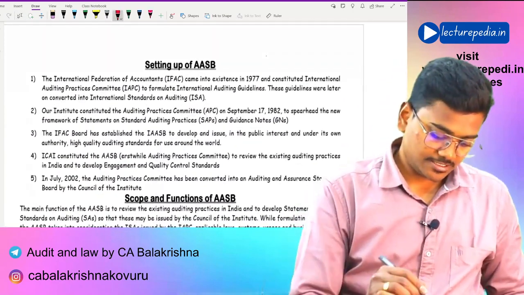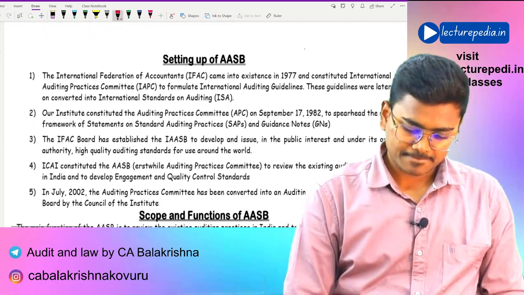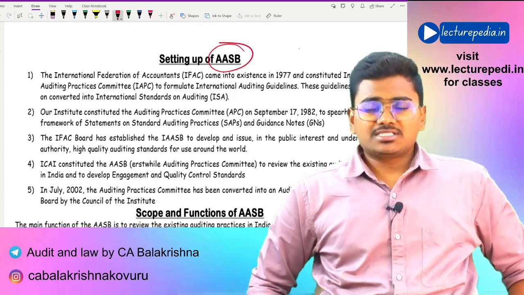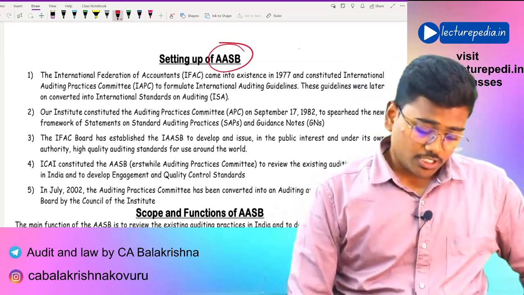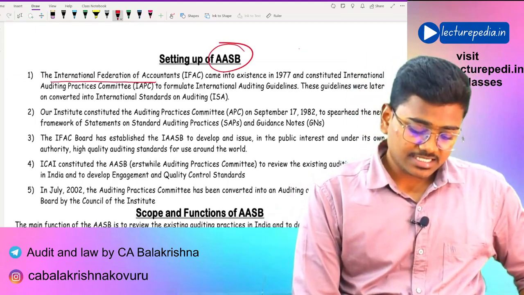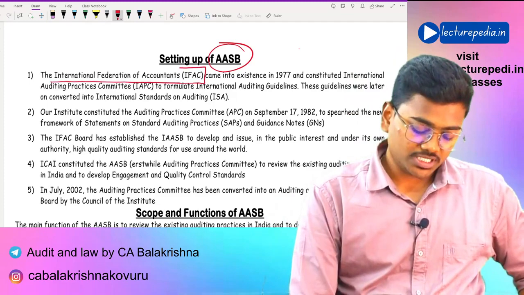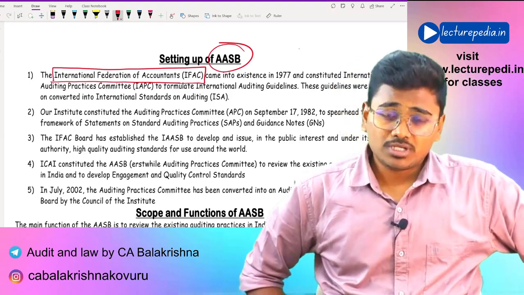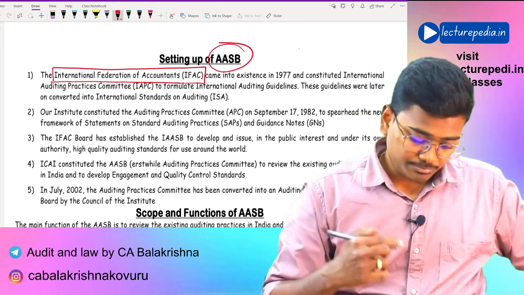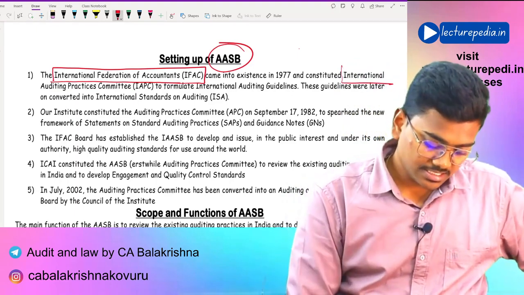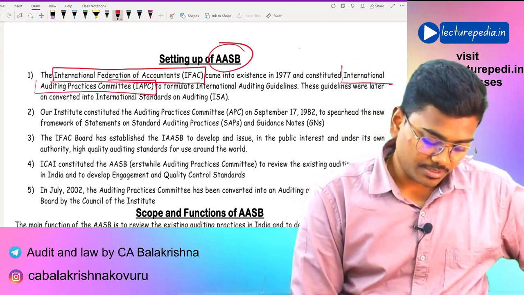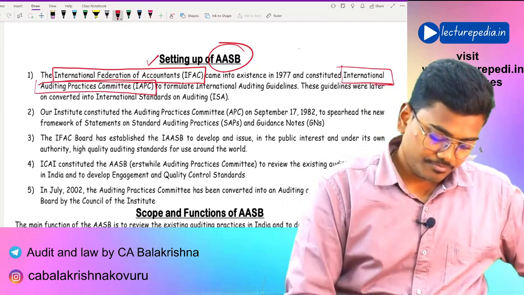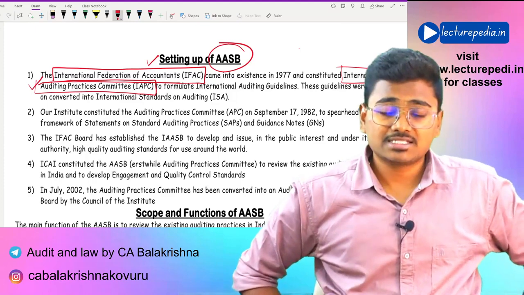You can see here how this Auditing and Assurance Standards Board has been set up. If you observe, internationally there is the International Federation of Accountants, IFAC. This International Federation of Accountants has set up the International Auditing Practices Committee.